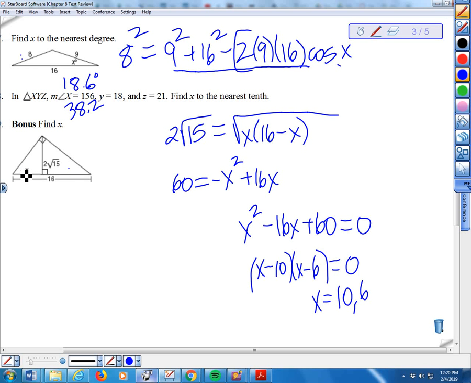How can I figure out which one it is? On the drawing, it looks short. But I could check it. If this is 10, well, how could I check it? I could solve for this leg and then do a formula if I want, but if I just use the drawing, looks like it'll be 6.